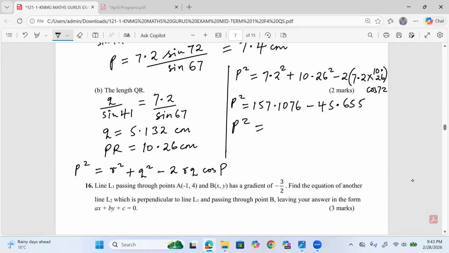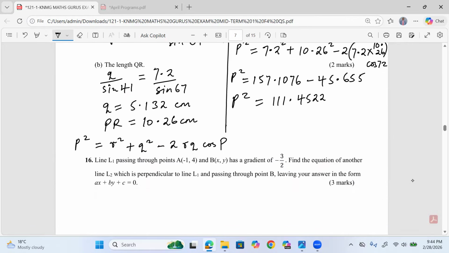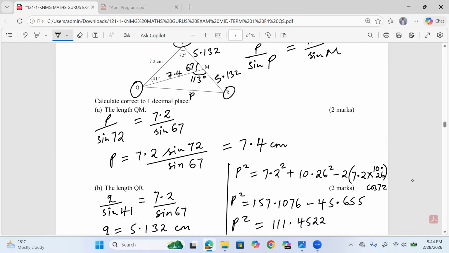P squared equals 157.1076 minus 45. So I'm getting 111.4522. So P shall be now the square root of this value, which is 10.557. What about the instruction of 1 dp?